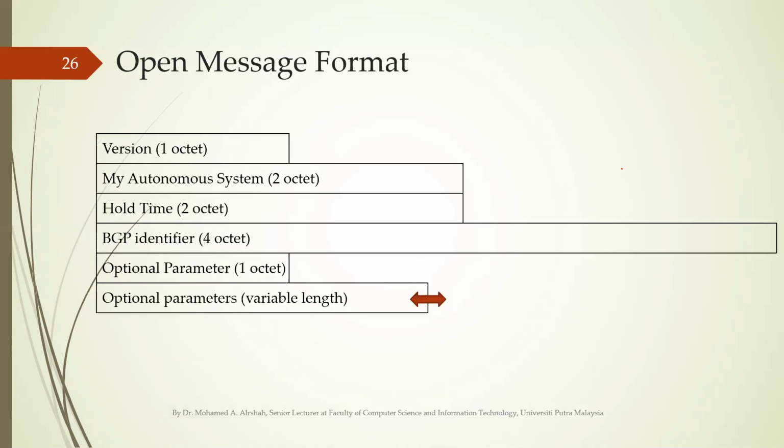The format of the open message includes 1 octet for the version, 2 octets for its own autonomous system, 2 octets for the hold time, and 4 octets for the BGP identifier. After that, we have 1 octet for the optional parameter length, and then the optional parameters, which are variable. It can be small or large, depending on the use.